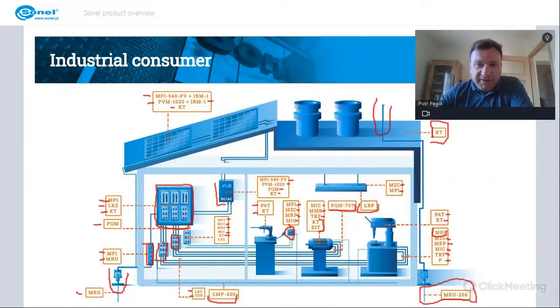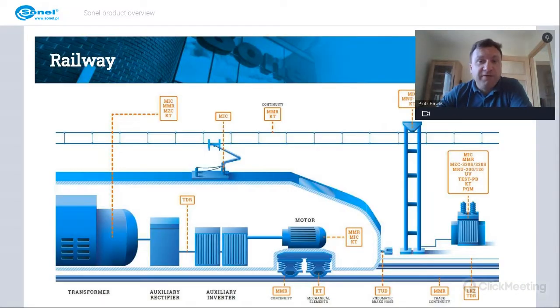All right, so those were general industrial consumers. And now let's look at some particular types of consumers. So we have here a railway, we have a mining station. Also, we will look at the welding and charging of electrical vehicles. So first of all, let's look at the railway.